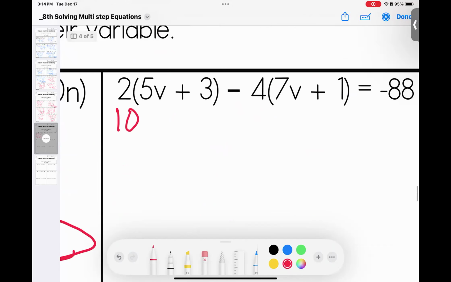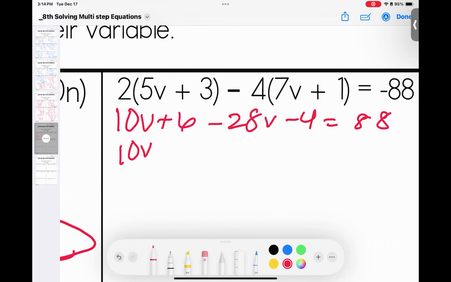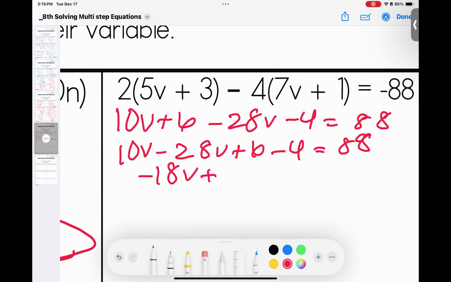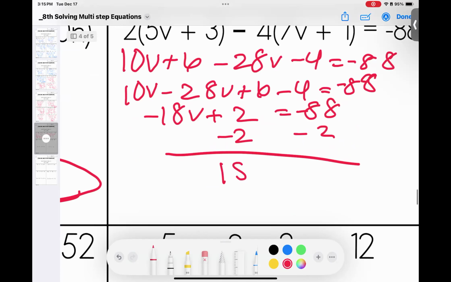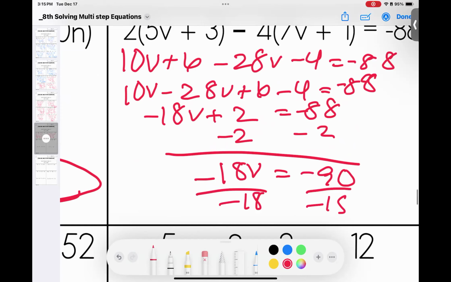Over here, 10v plus 6 minus 28v minus 4. We're going to put like and like together, and you can see I intentionally slow myself down because I know where, if I go too quickly, I'm going to make the same mistakes I warn you about. It's just the way our brain processes. We have to slow ourselves down. Like right here, I forgot to bring my negative. Slow yourself down. Do as I say, not as I do, right? But also, v is equal to 5.